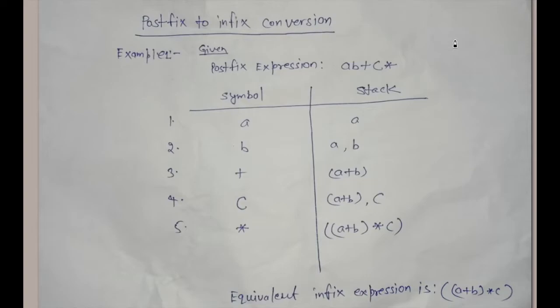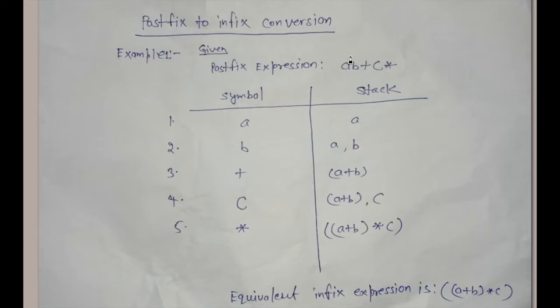When the operator lies between the operands, that is an infix expression. When the operator is before the operands, that is prefix, and when the operators are after the operands, that is postfix. So our question one: you can see the postfix expression given is a b plus c star. Star and plus are the operators; a, b and c are the operands. Now what do we have to do?